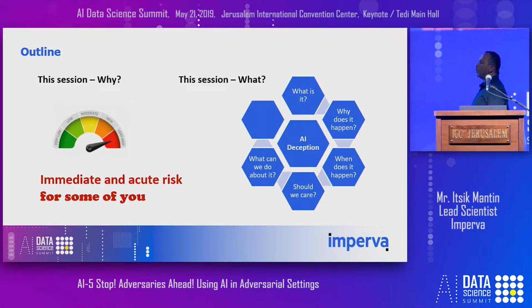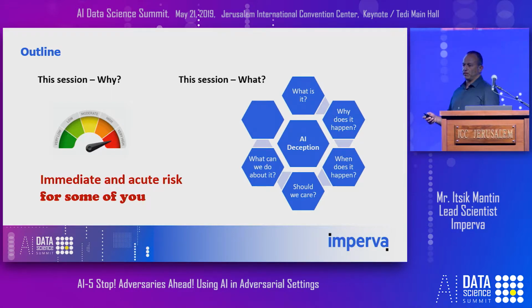Before diving into the outline of this conversation, let me start with why I think this session is important. It is important because I think the threat of AI deception, sometimes called adversarial examples, is an area that is very important. It presents an acute and immediate threat to many systems, to many AI solutions, and probably to at least some of you or most of you that design AI.